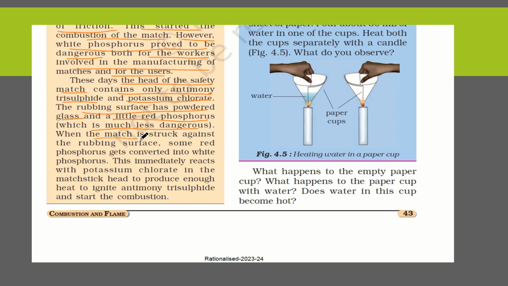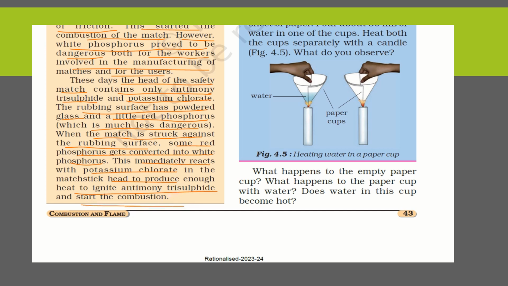So when the match is struck against the rubbing surface, some red phosphorus gets converted into white phosphorus. This immediately reacts with the potassium chloride in the matchstick head, and it produces heat that ignites the matchstick head, and we can light something from the matchstick. It heats to ignite the antimony trisulfide and start the combustion.